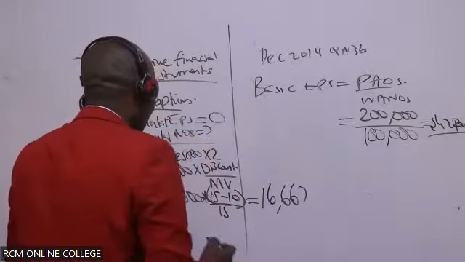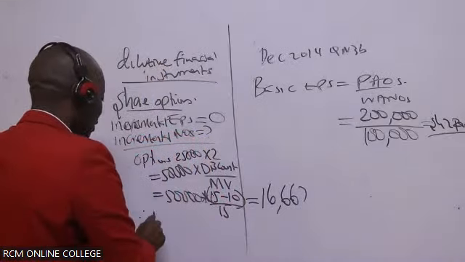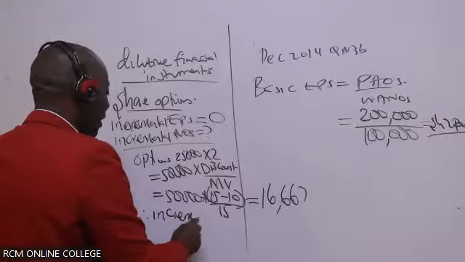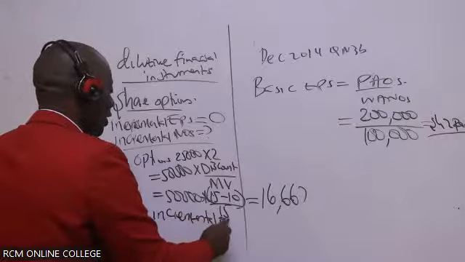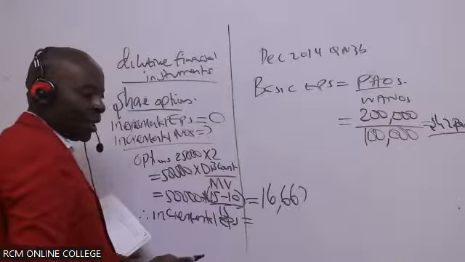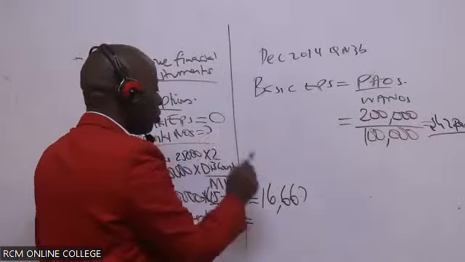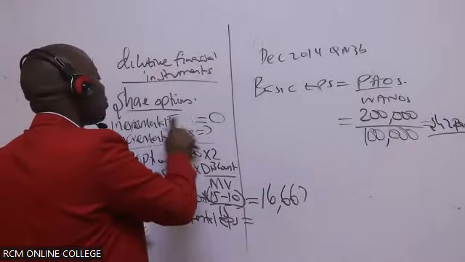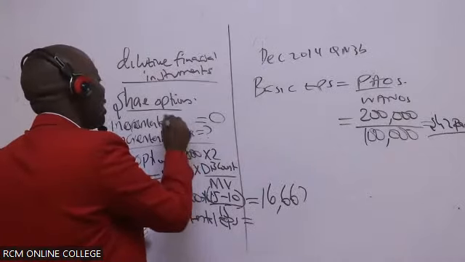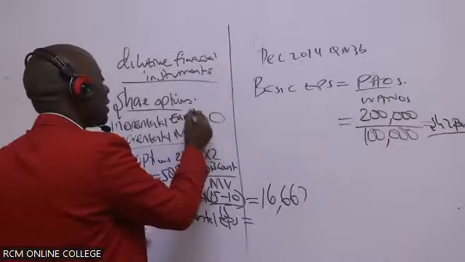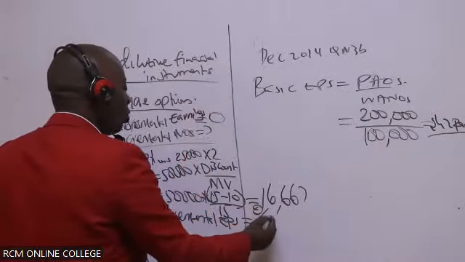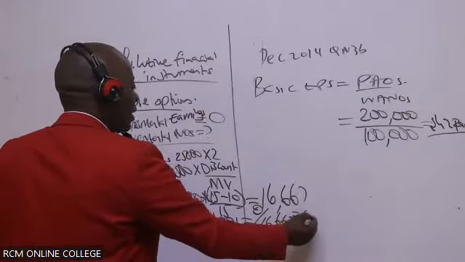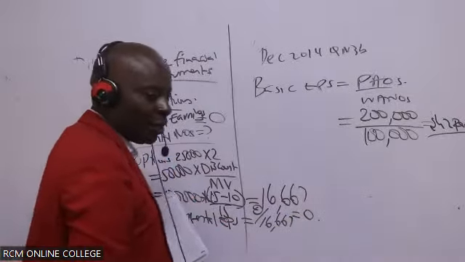16,667. And therefore the incremental EPS will be the earnings over what here? I should not have said incremental EPS. This one here should have been incremental earnings. I'm sorry. So it will be incremental earnings of 0 over 16,667, which will end up giving us 0.